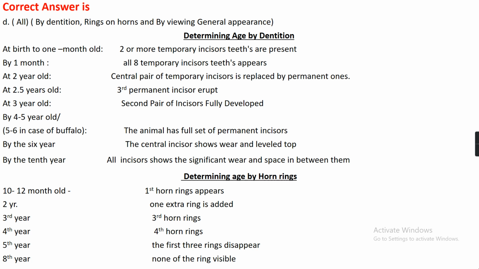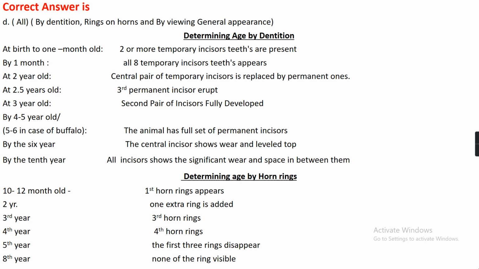Determining the age by the dentition method: from birth to 1 month old, if we see that only two or more temporary incisor teeth are present in the calf, by the end of 1 month all eight temporary incisor teeth appear. At the age of 2 years, the central pair of temporary teeth is replaced by the permanent one, and up to 2.5 years the third permanent incisor also erupts. At 3 years old, the second pair of incisors is fully developed, and by 4 to 5 years old in the case of cattle, and 5 to 6 years old in the case of buffalo, all permanent incisor teeth are present. By the end of the 6th year, the central incisor teeth show some wear and labeled top, and up to the 10th year, all incisor teeth show significant wear and space between them.